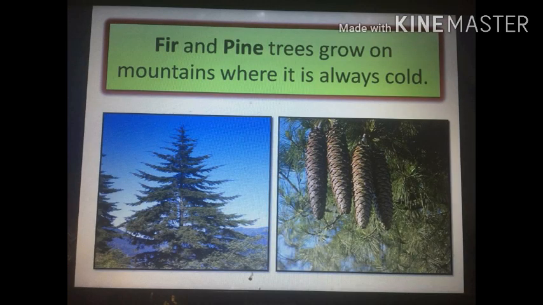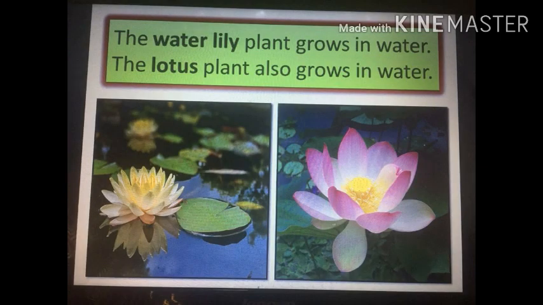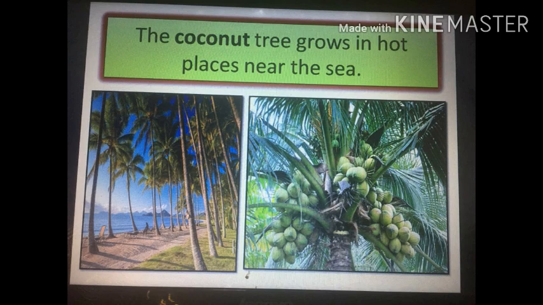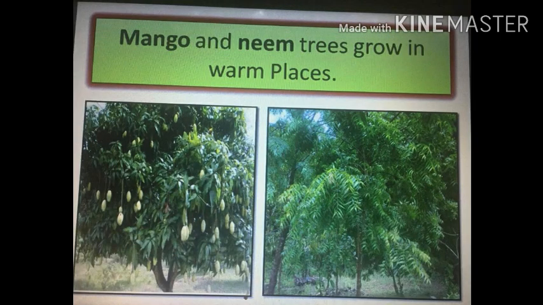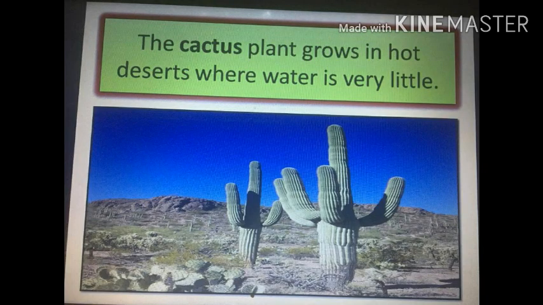Fir and pine trees grow on mountains where it is always cold. The water lily plant grows in water. The lotus plant also grows in water. The coconut tree grows in hot places near the sea. Mango and neem trees grow in warm places. The cactus plant grows in hot deserts where water is very little.